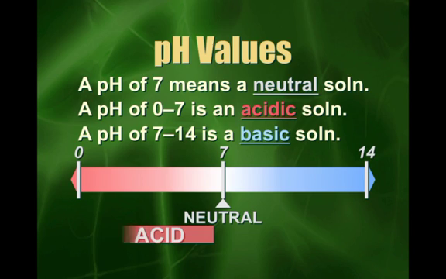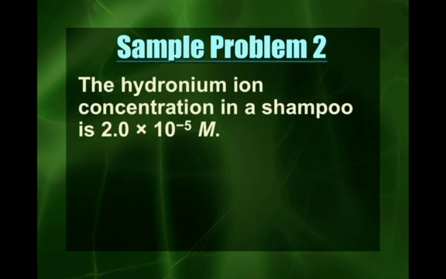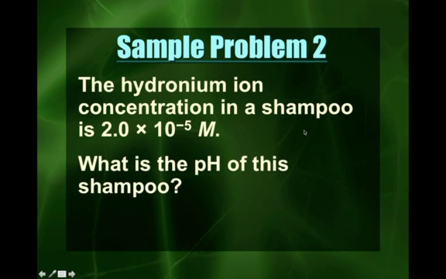Here's that chart I was talking about. Just kind of visualize it there. Neutral is 7, acids are 0 to 7, and bases are 7 to 14. Okay, so let's look at a sample problem and see how this works. It says the hydronium ion concentration in a shampoo is 2.0 times 10 to the negative 5th power molarity. So this is the hydronium concentration. Okay, everybody hopefully follow along here. This is the concentration. So we look at our formula to figure out what the pH is.